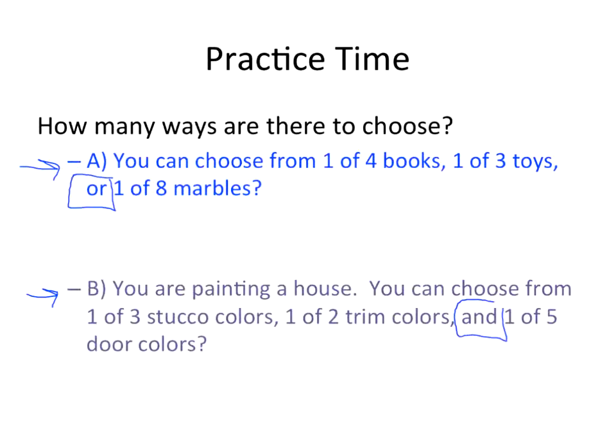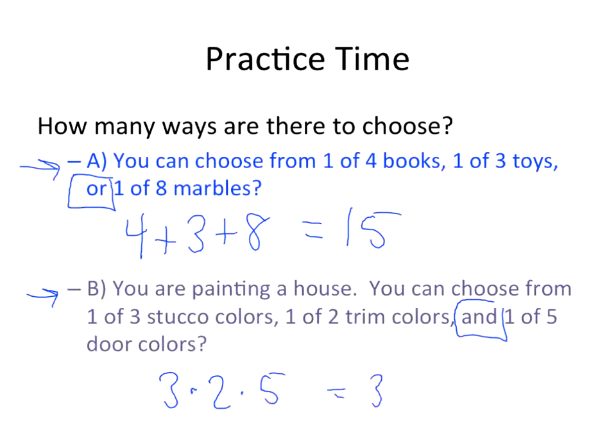For or problems, what am I going to do? Add. Or means you add. So what would I get? 12 plus 3, 15. And what would I do for and? Multiply. 3 times 2 times 5, 30. How'd we do? Not too bad?